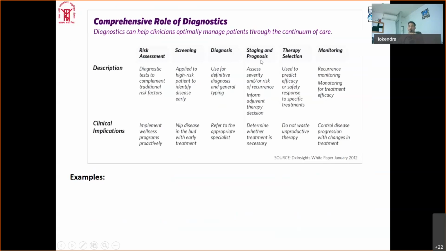Staging and prognosis is again one of the important aspects, in which with the use of molecular diagnostics or other diagnostic methods, we can identify different stages, recurrence, and how patients will respond to various sorts of therapy.